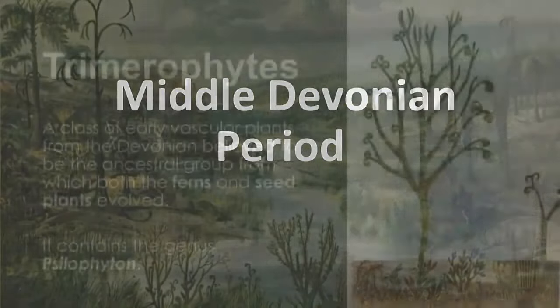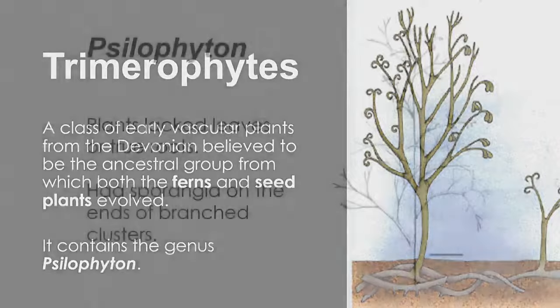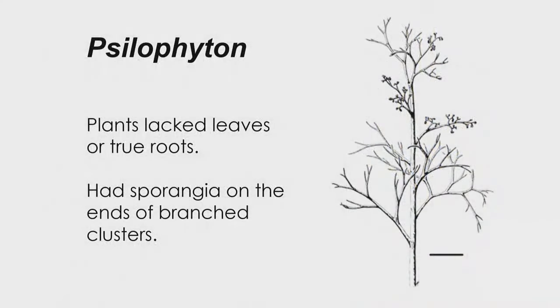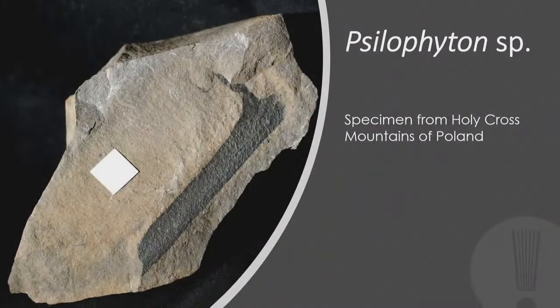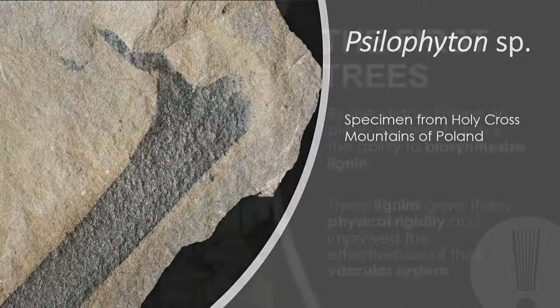So moving on to the Middle Devonian period. We start to see these trimerophytes. What are these? This is a class of early land plants believed to form the ancestral group from which ferns and seed plants evolved. And it contains a genus called Psilophyton. And there's a specimen of Psilophyton, I believe it's up here on the table. Yeah, I don't have it back here. These plants still lacked leaves and roots. They had sporangia on the ends of their branched clusters. And here is a photo of that specimen, also from the Holy Cross Mountains of Poland. A little bit closer up view here.